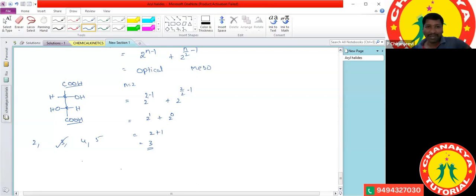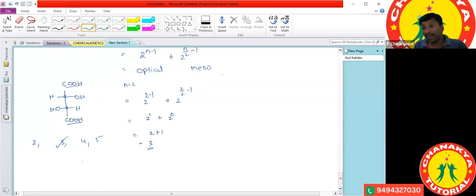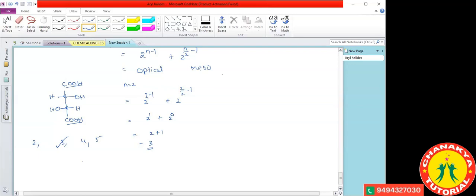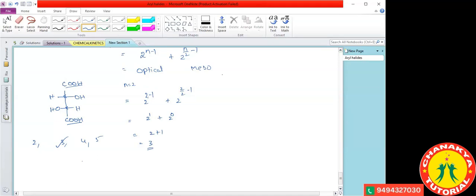It's already on the screen. So it's 3, right? That is the total stereoisomers. I'm asking individually again. How many optical isomers are there? Optical is 2. Two, very good. And meso? How many meso isomers are there? 1, sir. 1. Very good.